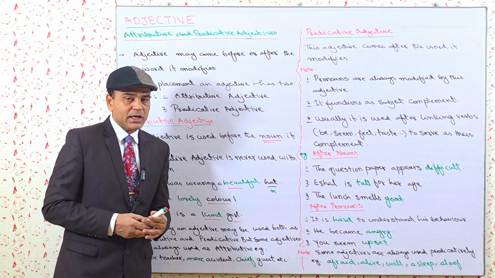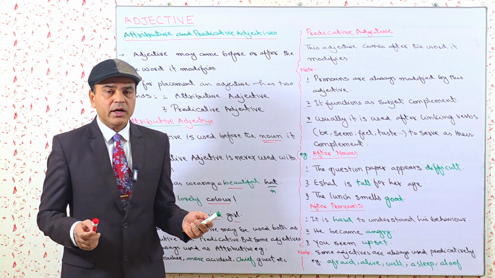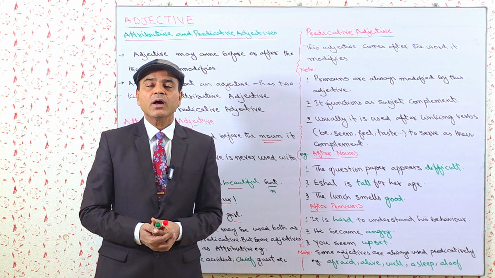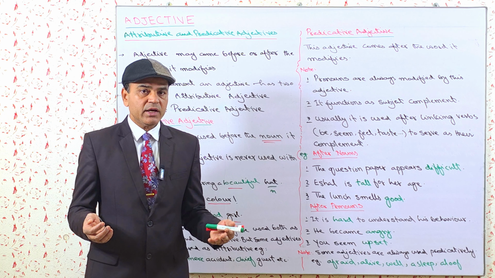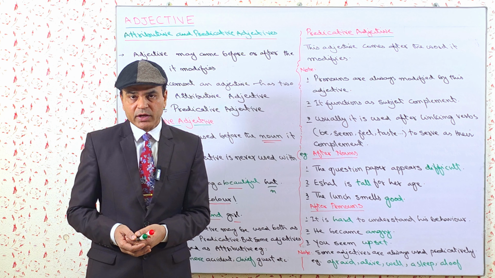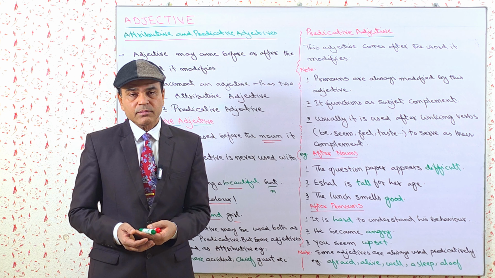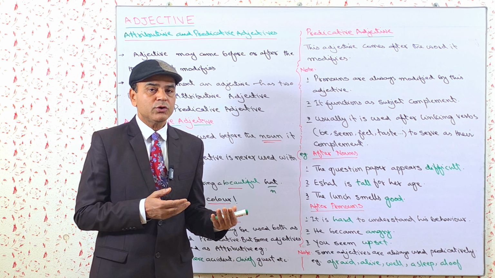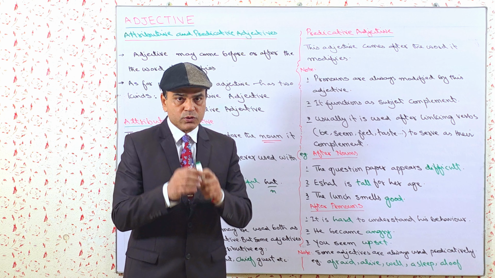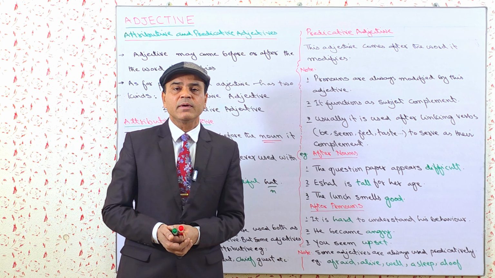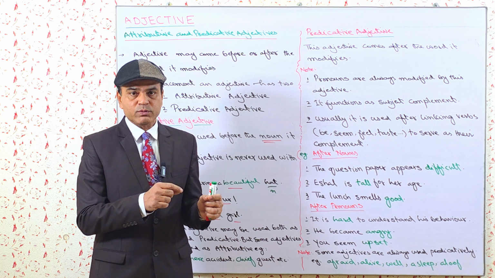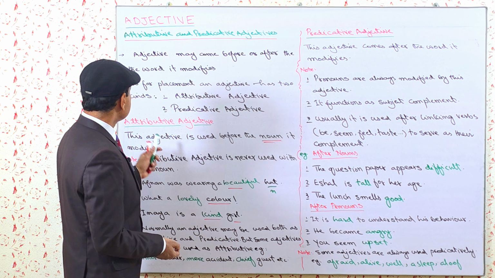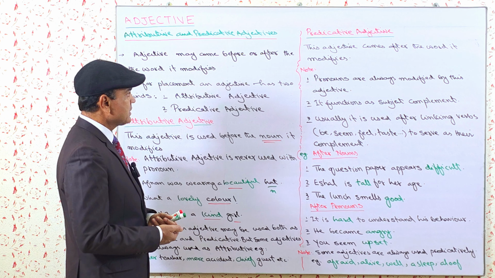In order to ascertain whether an adjective is attributive or predicative, please refer to a good dictionary, because the best dictionaries tell us whether the adjective is used before or after the noun. It is written in parentheses that the adjective is always used before the noun. So this is all about the attributive adjective.